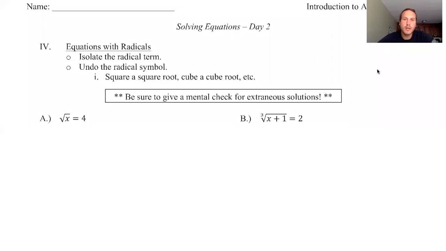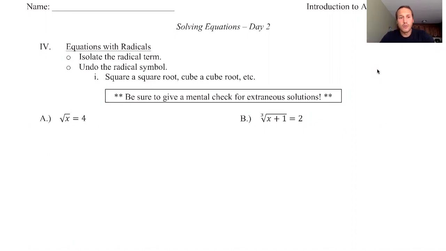Hello, everyone. Yesterday, or the lesson before this, we started out with a couple different types of equations. We did those first degree, some absolute value equations, and quadratics, those second degree ones. So today we're going to talk about a couple different more. We're going to start with some radicals.